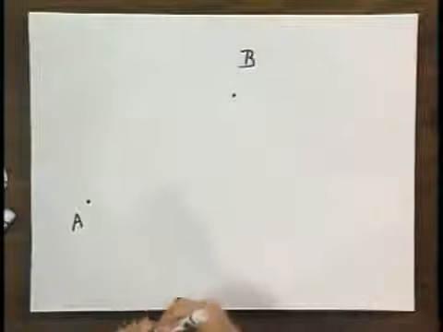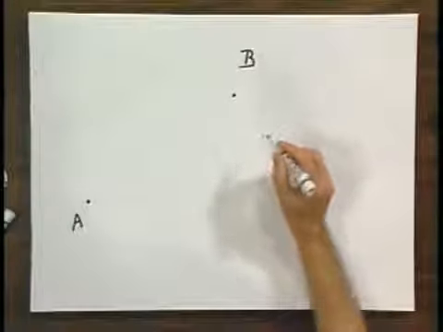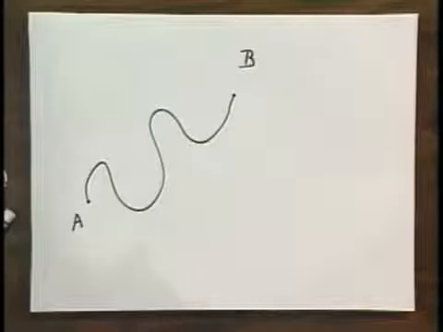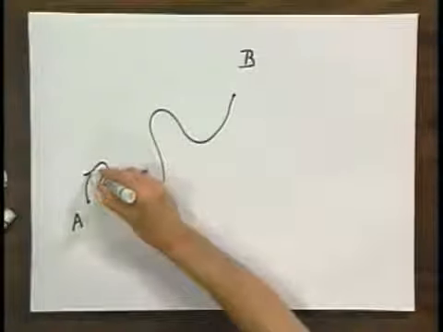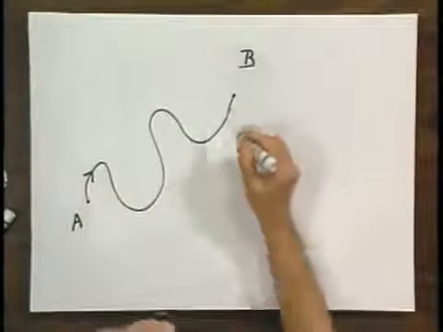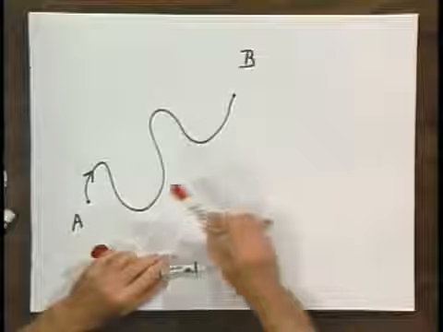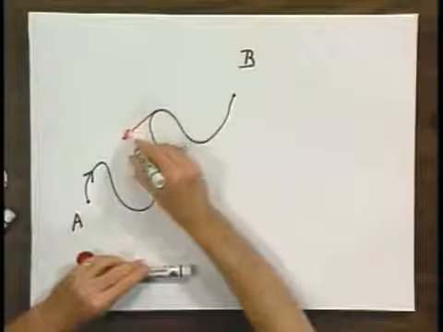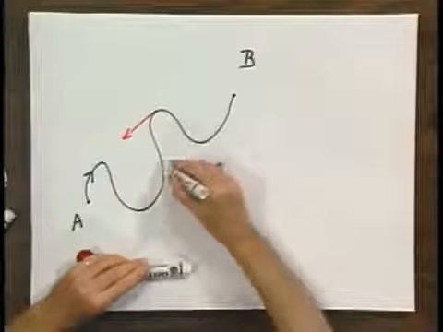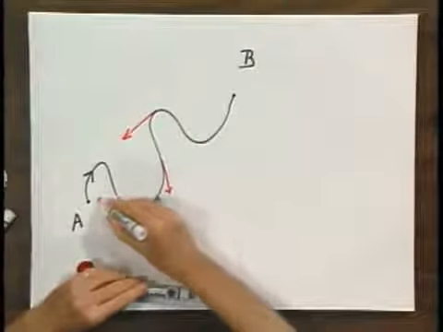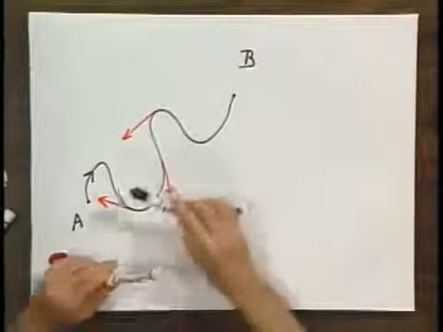What is the work done by friction? Let's first take some paths in this direction. And we march like so. The frictional force always opposes the direction of the velocity. So right here, the frictional force would be in this direction. Right here, the frictional force would be in this direction. Right here, the frictional force would be in this direction.